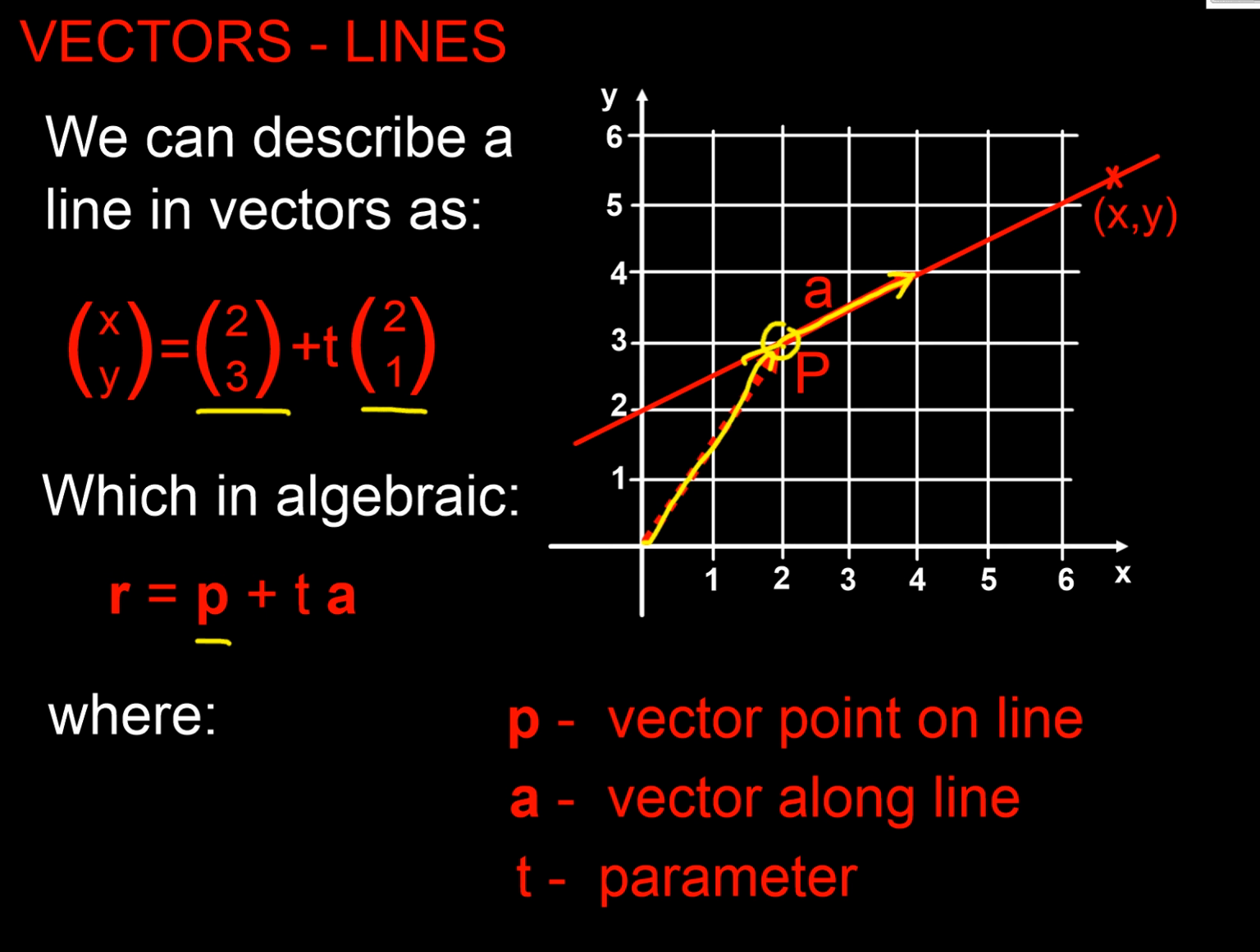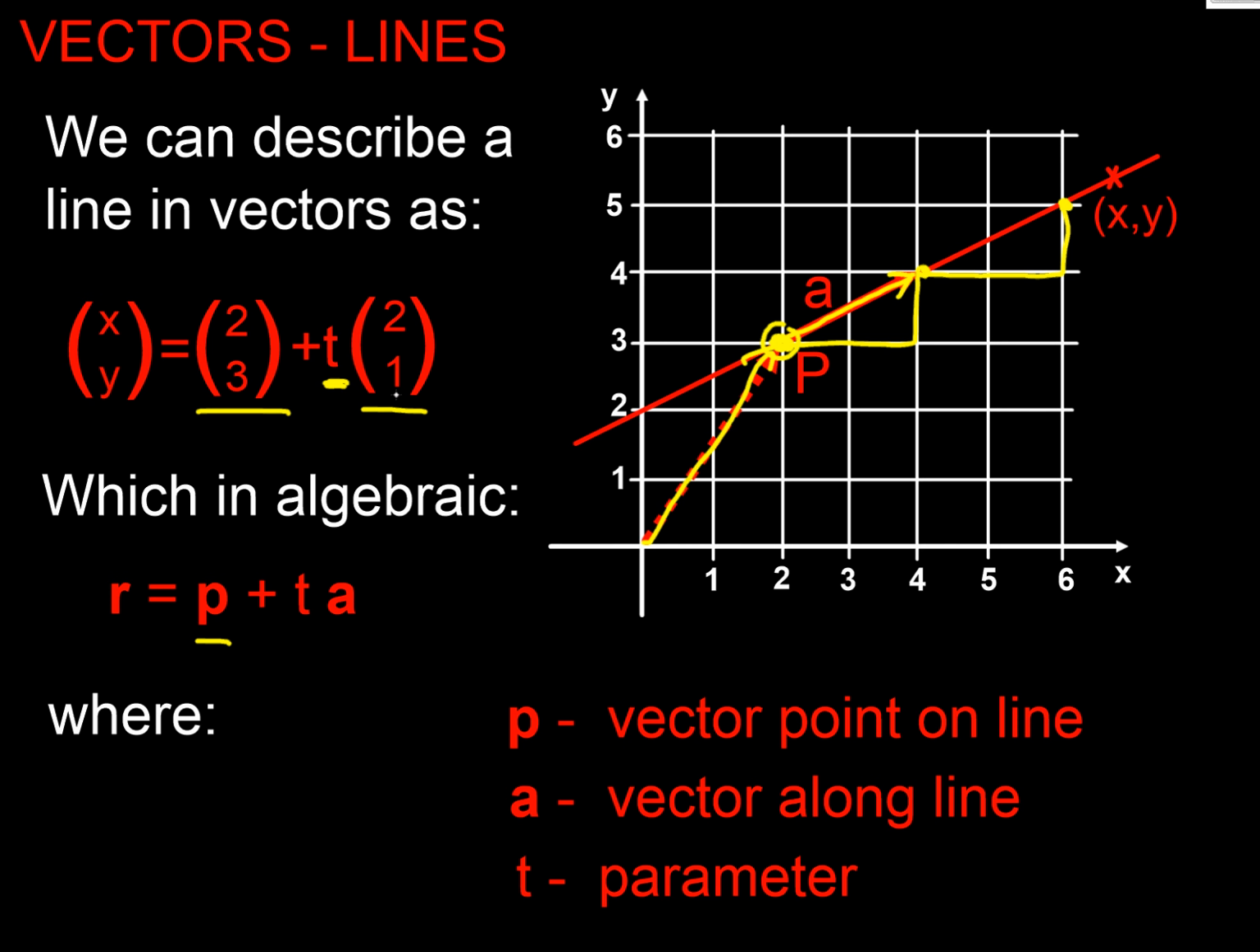So I can start heading up and down this line depending on the multiples of the vector 2, 1 that I apply. We use a parameter, t, like our multiplier, to decide how far we want to go up our line. So when t equals 0, we're at the point P. When t equals 1, we've moved up to this point here, 4, 4. And if t equals 2, then we're adding 2 lots of the vector 2, 1, so we end up here at 6, 5.